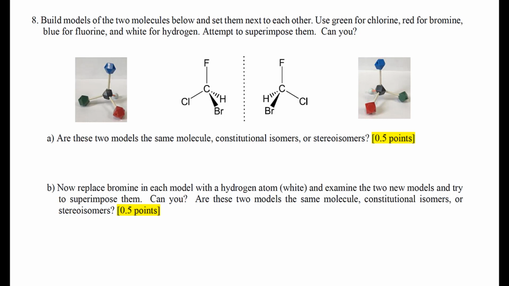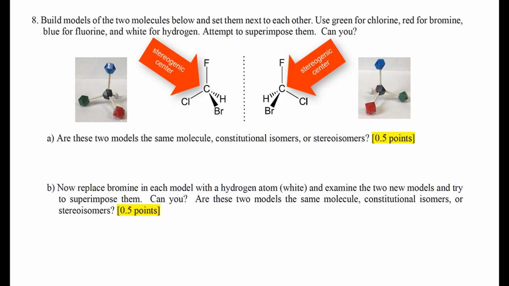This gets at an interesting thing that happens in carbon molecules that contain carbons that have 4 different groups attached. These are called stereogenic centers, and this is going to be the focus of a lot of what we do in organic chemistry to try to understand the shapes of molecules that have this particular feature.